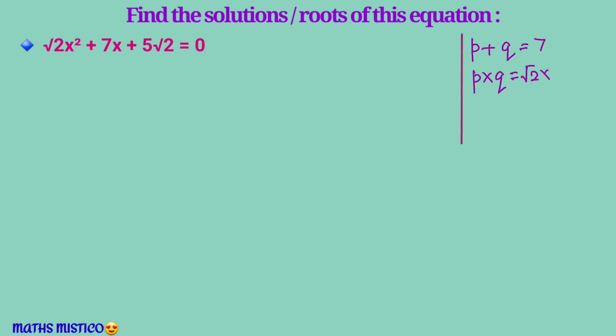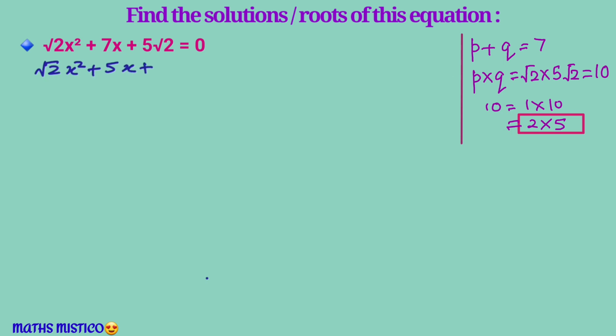Let's try another example. Here the middle term is 7x and the other two terms contain roots. So we have to find p and q such that p plus q is 7 and p into q is root 2 into 5 root 2, which is equal to 2 into 5, that is 10. Clearly 2 and 5 are the factors which will give us product 10 and sum 7. So 7x will be split into 5x plus 2x.